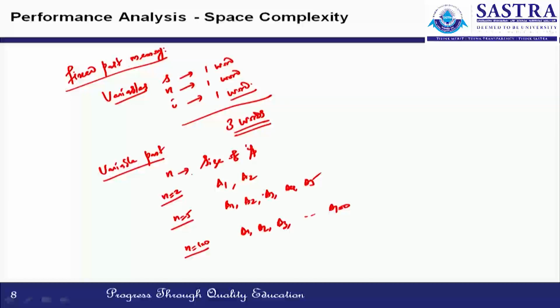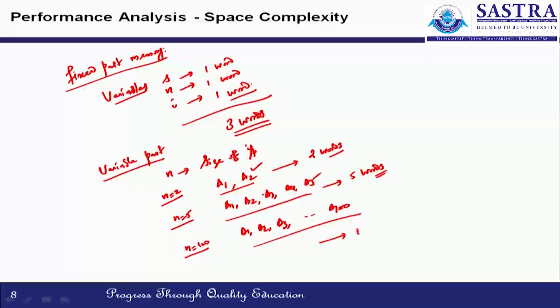Here in this example, during the runtime, when the size of inputs is 2, memory is required to hold a1 and a2. So it requires only 2 words of memory. When the input size is n is equal to 5, during the runtime memory should be allocated for the variables a1, a2, a3, a4, a5, assuming that each array element requires 1 word of memory. So in total 5 words of memory is required. When n is equal to 100, 100 words of memory is required.